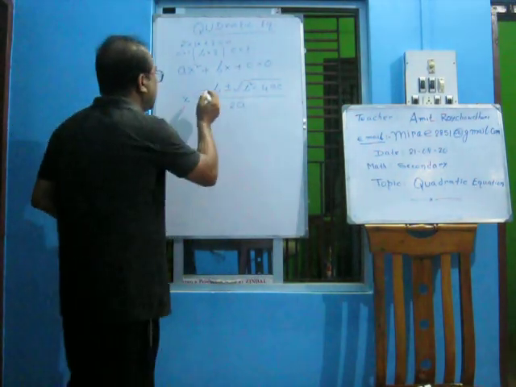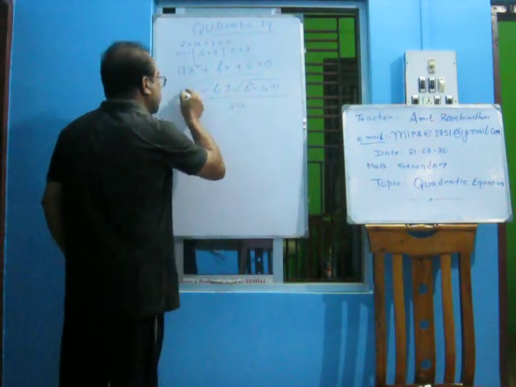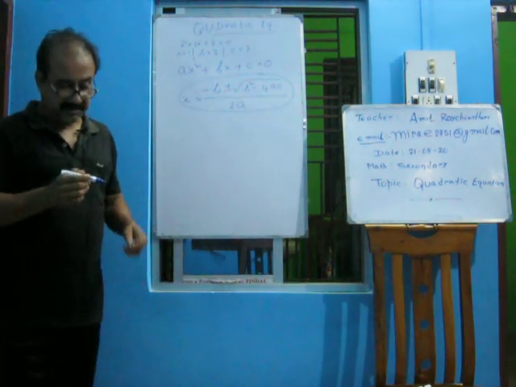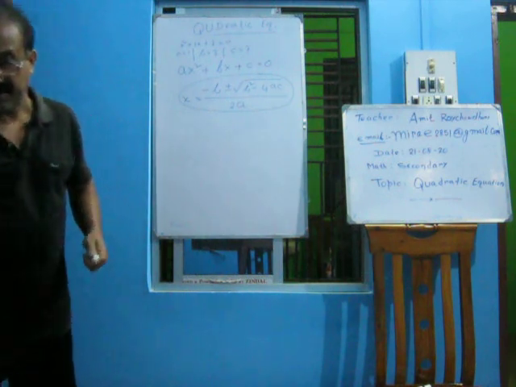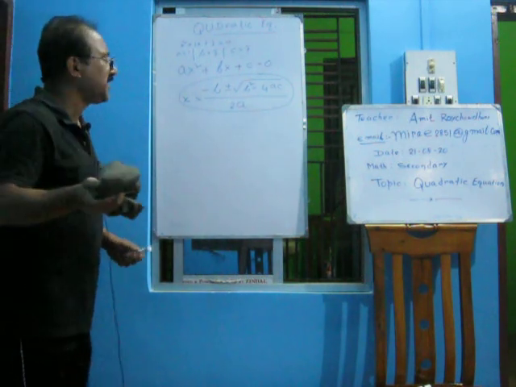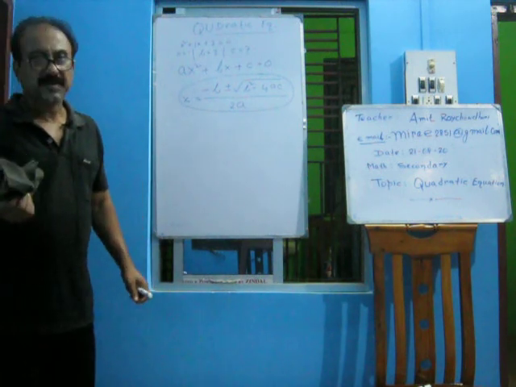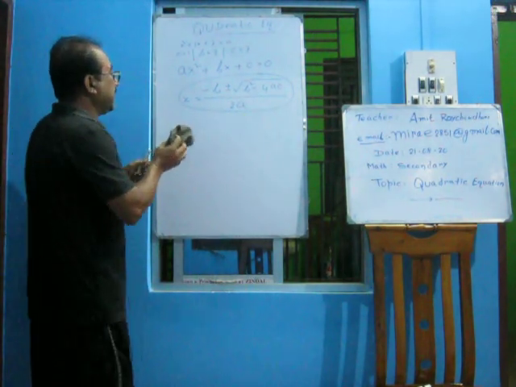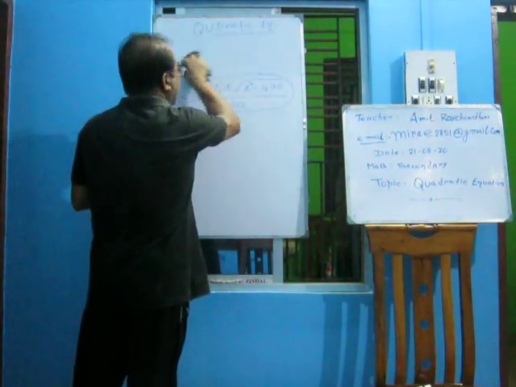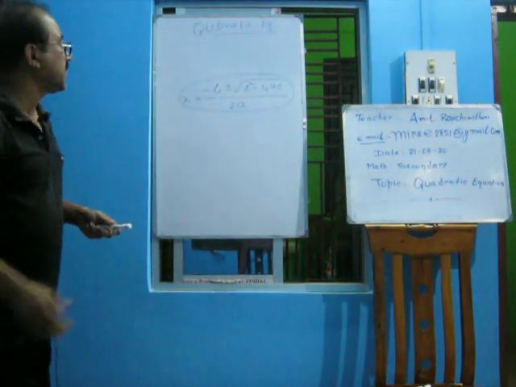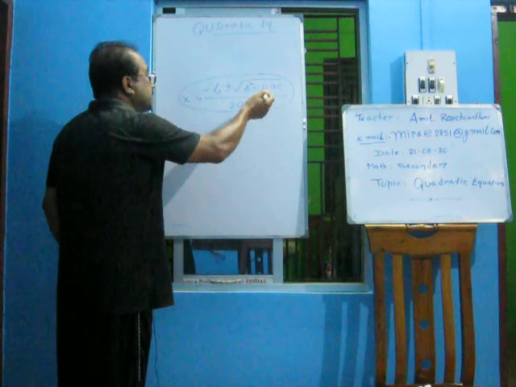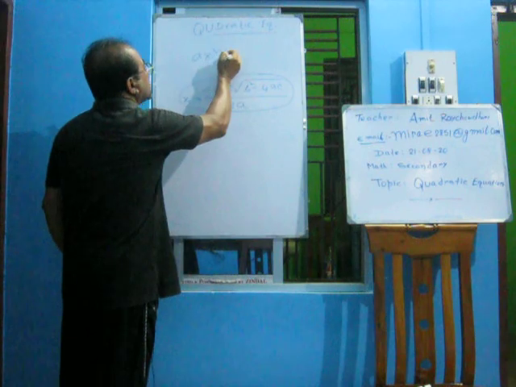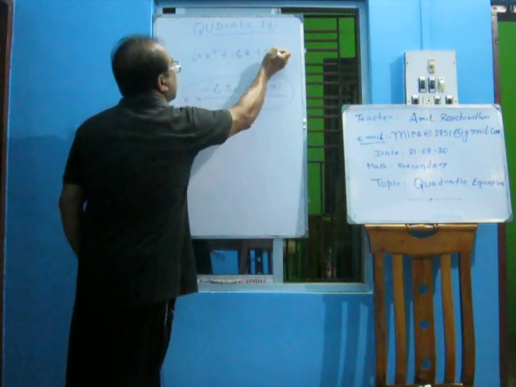Now this derivation was given by a great mathematician, Sridhar Acharya. It is not mentioned in ICSE, but in the West Bengal board it is clearly written that this is the formula of Sridhar Acharya. This minus b plus minus root over b square minus 4ac by 2a gives the answer for the general format ax square plus bx plus c equal to 0.